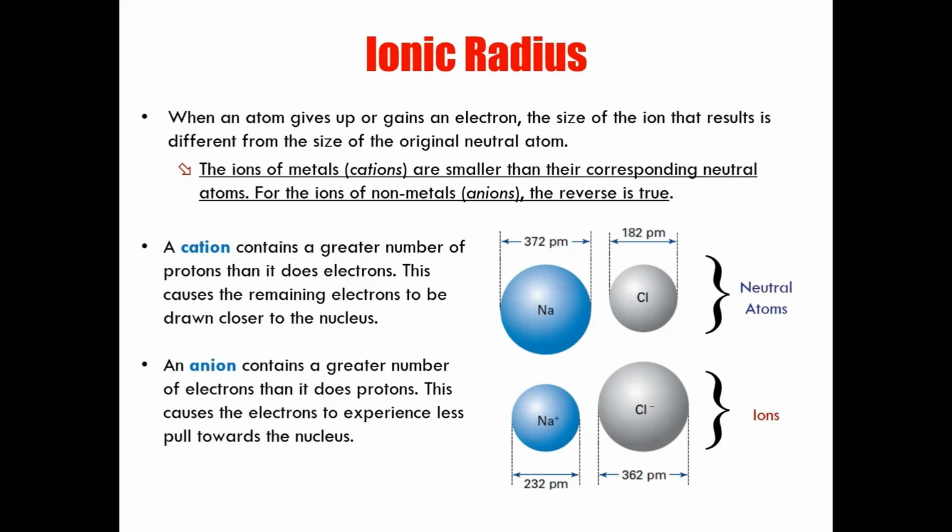However, when an atom gains an electron to become an anion, it resultantly contains a greater number of electrons than it does protons. This imbalance causes the electrons to experience less pull towards the nucleus, and thus the radius of the anion is greater than its parent atom. This image on the right shows the relationship of ions to atoms, where a positive ion is smaller than its atom. A negative ion, in the case of chlorine, is larger than its atom.